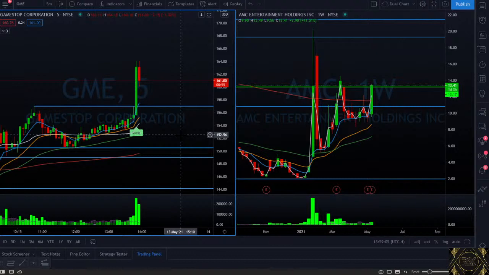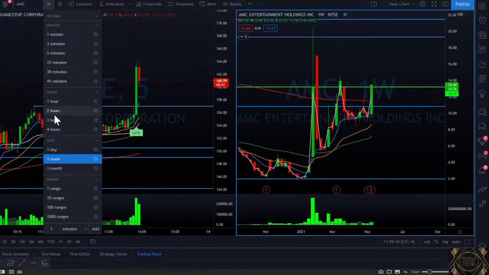You asked, are you planning on trading more? I don't know as yet. This is already a lot of profit for the day. Same with AMC. You can see that's pumping right there. This is the weekly chart. Even if you pull up something like the 5-minute.